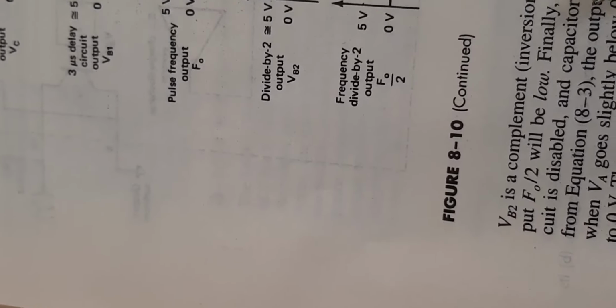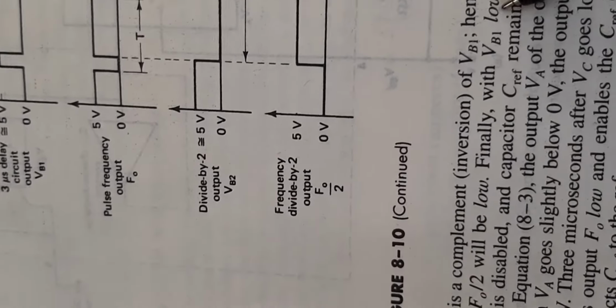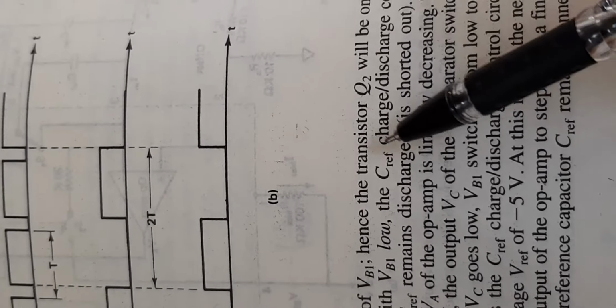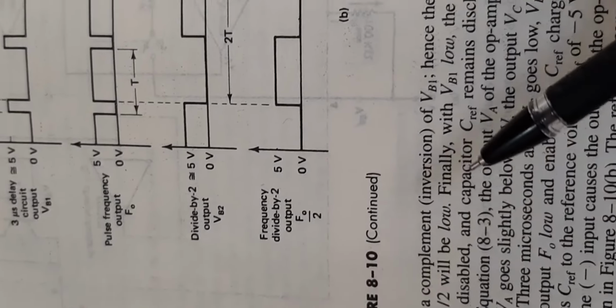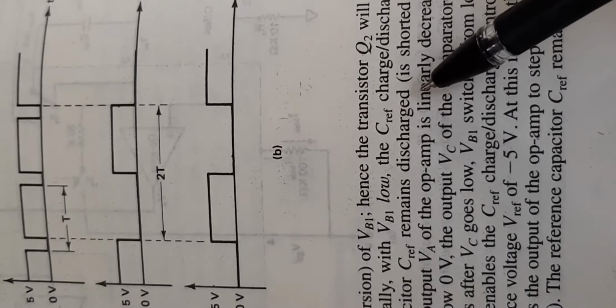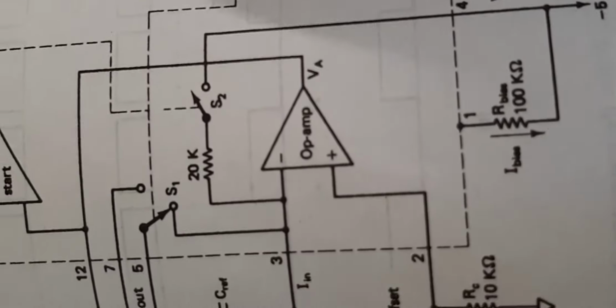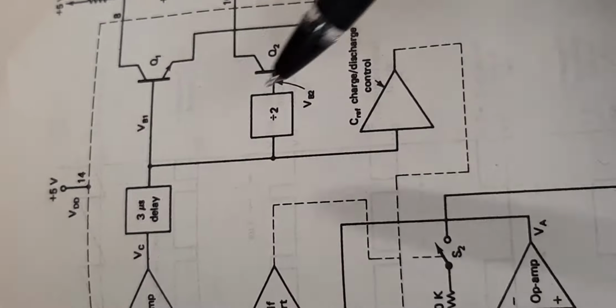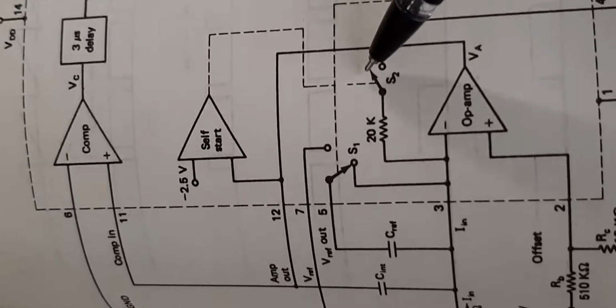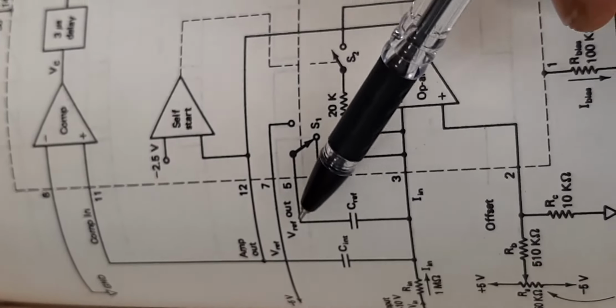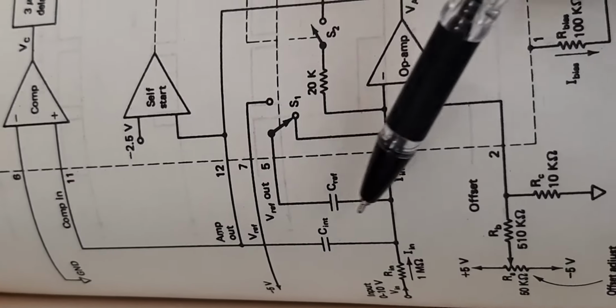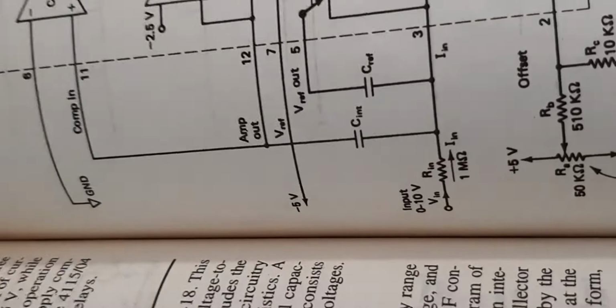Now, when VB1 is low, the C reference discharge circuit is disabled and capacitance C reference remains discharged. So here, when this is low, this is disabled, and this switch is in this position only. So C reference will remain in the discharged condition only.